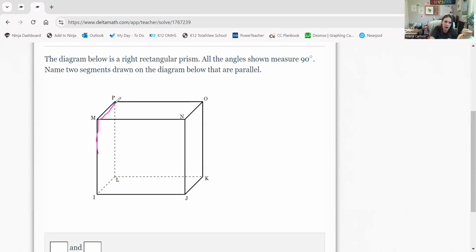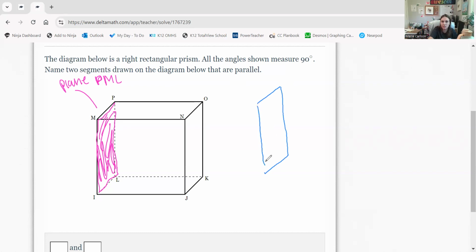So PMI or LPM, however I want to name it. So this is the side I'm going to look at. This is our plane. PML, and you might be like, well, they're not asking us about a plane. And I know, but they're asking us about parallel segments. And again, I would like them to be in the same plane. So I'm going to pick a segment within this plane. So here's plane PML. Here's my rough sketch of it. Here's M, here's P, here's L, and here's I.